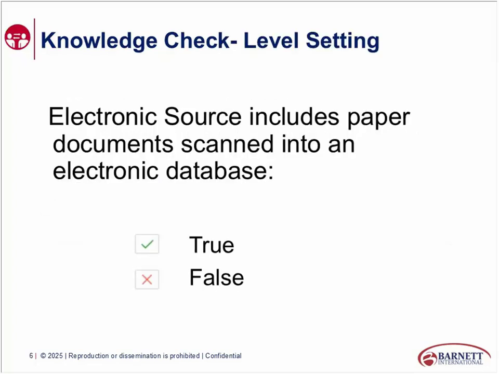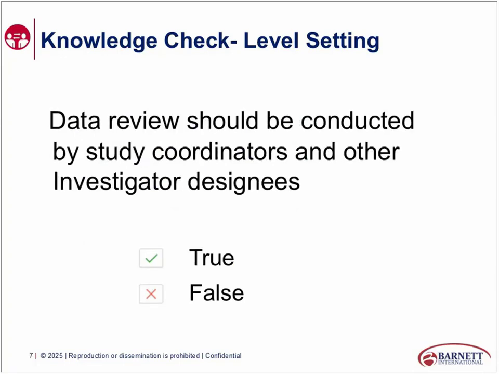So, a level setting. Let's talk about a couple key things that are going to come up in today's class. True or false: electronic source includes paper documents scanned into an electronic database, if we are really calling it electronic source. How about this one? It's perfectly okay to guess, because that's why we're here, and that's why the FDA keeps putting out guidance documents.